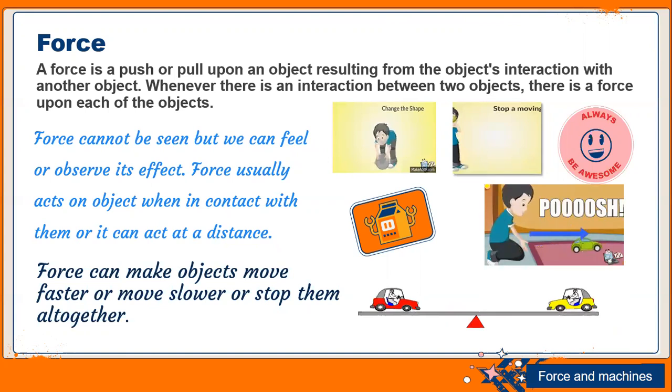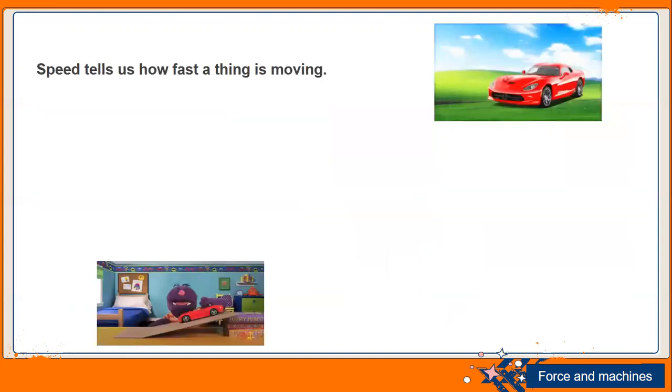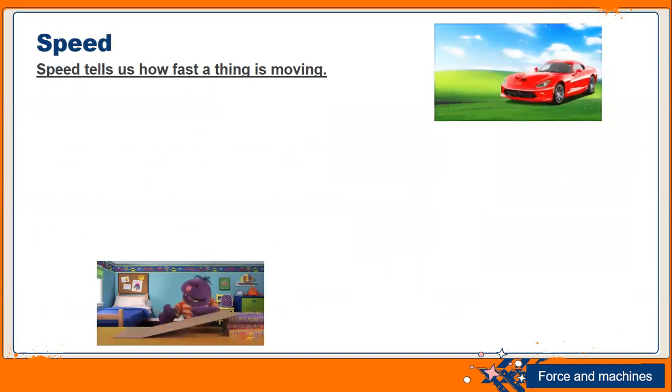What do we mean by speed? Speed tells us how fast a thing is moving. For example, the speed of a car tells us how fast it will move in a set time. Suppose a car is traveling at a speed of 100 km per hour. It will travel a distance of 100 km in 1 hour if it stays at this speed.